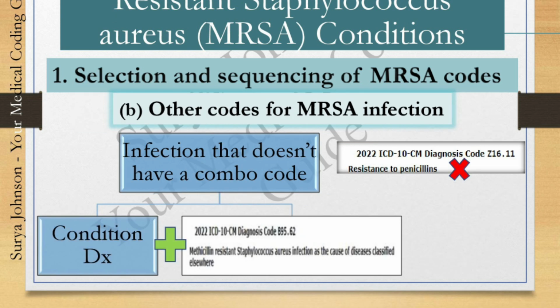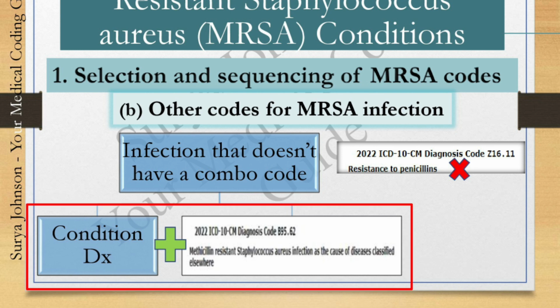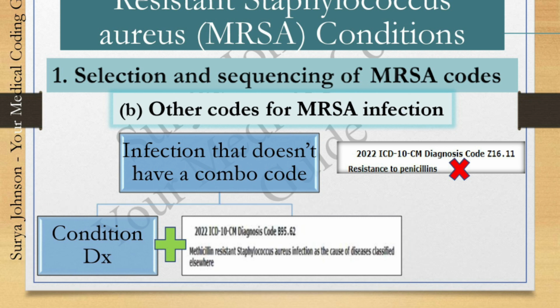The 1B here is other codes for MRSA infection. So we saw about the combination code. What if no combination code exists? If the infection does not have a combination code, in that case you will code the condition diagnosis and then you will code B95.62, which is the MRSA infection as a cause of disease classified elsewhere. So this is how you code if there is no combination code.